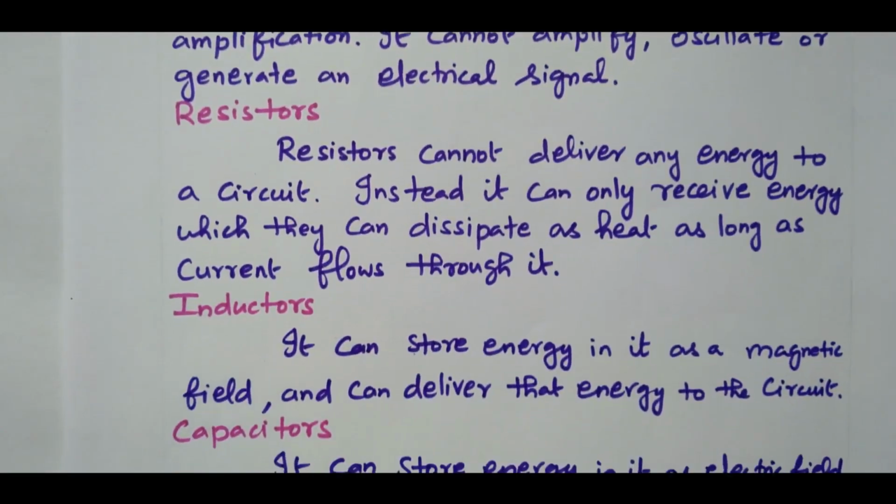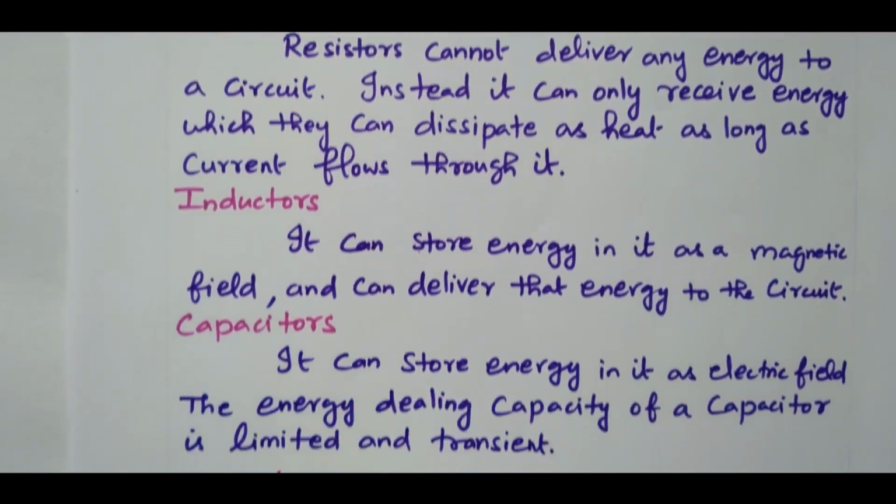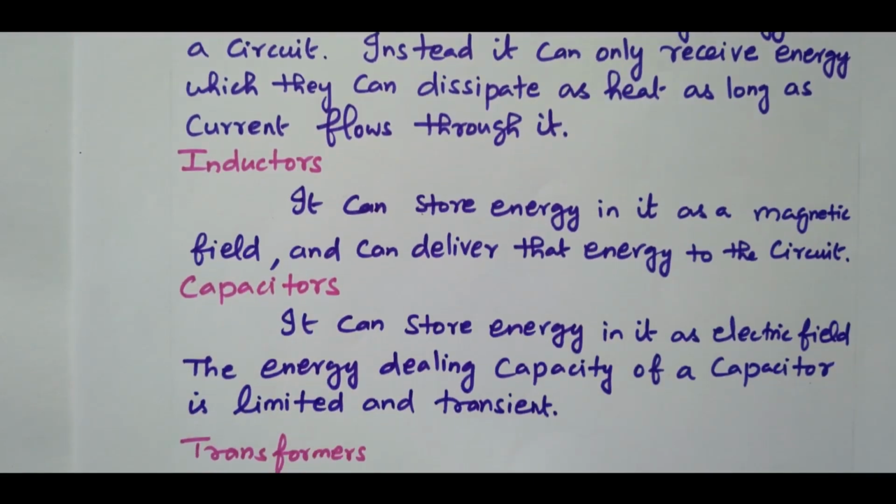Similarly, the inductor. This inductor can store energy in the form of a magnetic field and can deliver that energy to the circuit. During discharging, it will deliver. Similarly, the capacitor. The capacitor can store energy in the form of an electric field. During the charging time, it will store the energy. So the resistor will receive the energy and dissipate it as heat. The inductor will store the energy in the form of a magnetic field. The capacitor will store the energy in the form of an electric field.